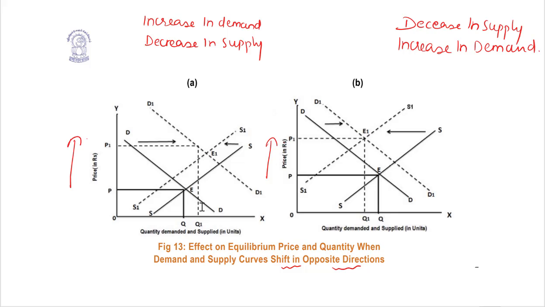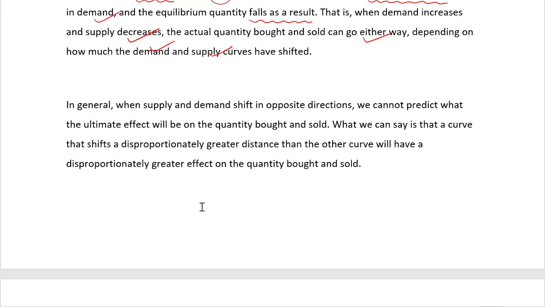Just see over here. In general, we can say that when supply and demand shift in opposite directions, we cannot predict the ultimate effect on the quantity bought and sold. What we can say is that a curve that shifts a disproportionately greater distance than the other curve will have a disproportionately greater effect on the quantity bought and sold.